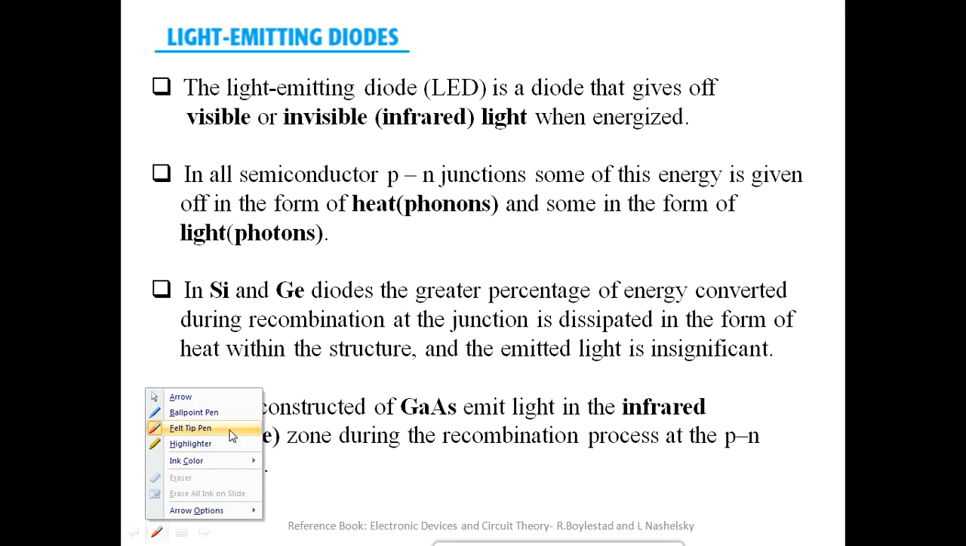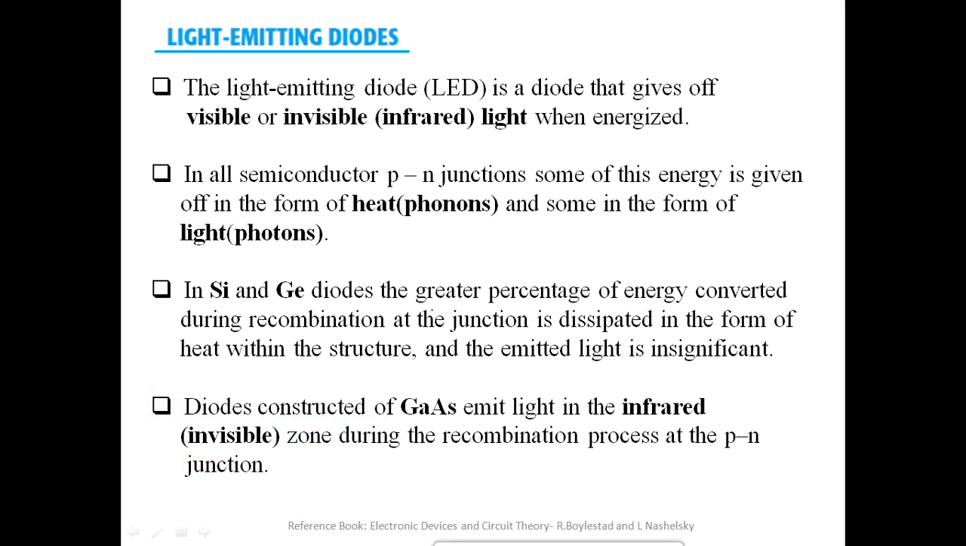The first point is that a light emitting diode is a diode. Yes, it's a diode first of all. So whenever we say it's a diode, that means there is a region of P type and there is a region of N type. So that point should be made very clear. Then, it's basically a diode that gives off visible and invisible infrared light whenever it is energized externally. Okay, so this point is extremely important, visible and invisible light.